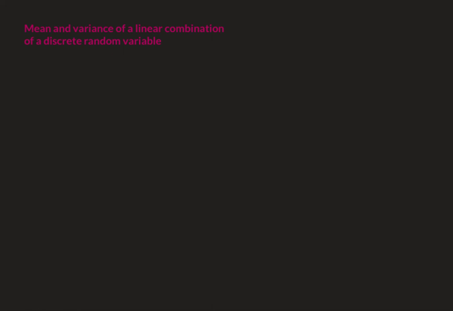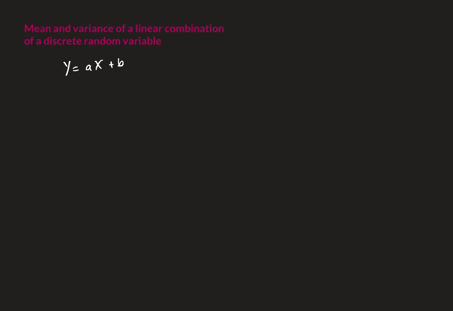In this video, we're going to talk about the mean and variance of a linear combination of a discrete random variable. For that, we're going to define a new variable y. We're going to define it as a linear combination of x like this. So y is going to be a times the random variable x plus b. Now, what we're interested in learning about this random variable is how do we calculate its mean and how do we calculate its variance. So we're going to start with the mean.